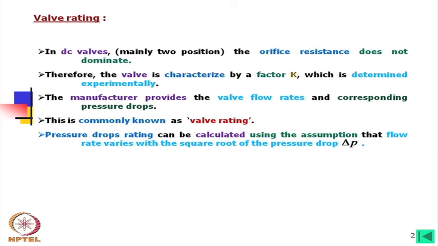What the manufacturers normally provide is valve flow rate and corresponding pressure drop. This is commonly known as valve rating. Once a valve flow rate and corresponding pressure drop graph is available, then from there we can find the relation K. Pressure drop rating can be calculated using the assumption that flow rate varies with the square root of pressure drop, del P. This is a known formula.